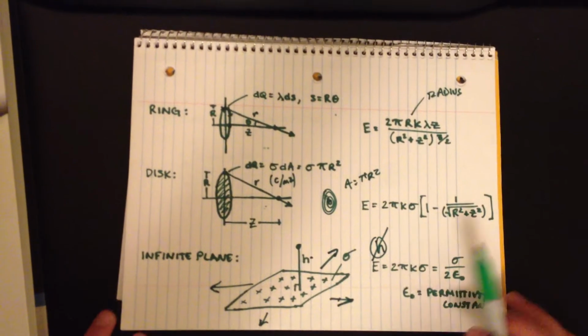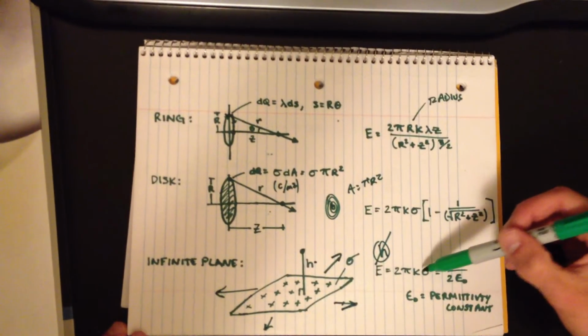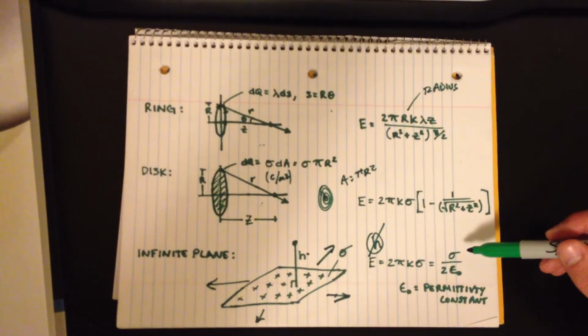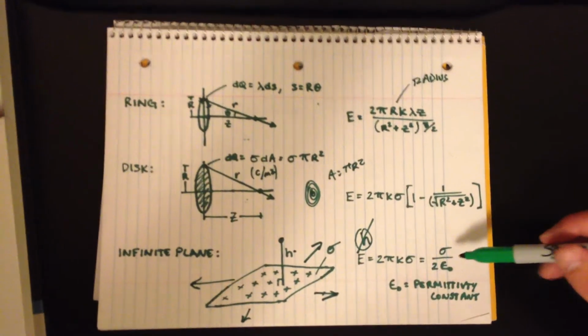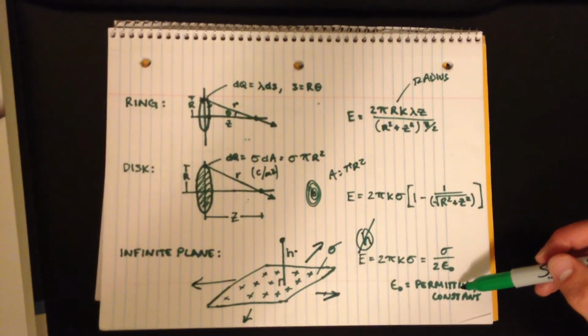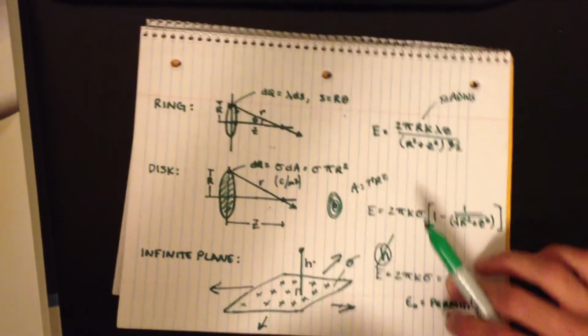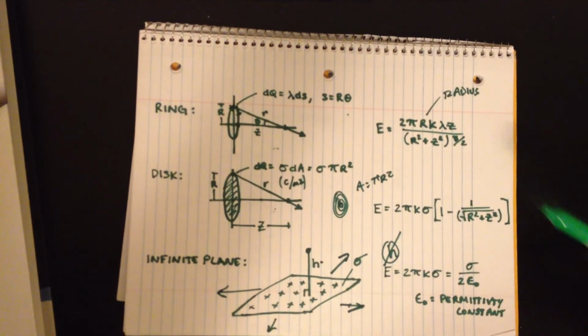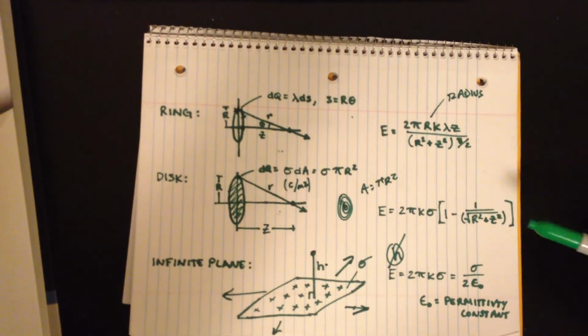And after deriving that, you get the equation E equals 2 pi k sigma, which is also equivalent to sigma over 2 epsilon. This epsilon is your permittivity constant. And that is all 6 of the cases where you have point charge, infinite line, finite line, ring, disk, and infinite plane.